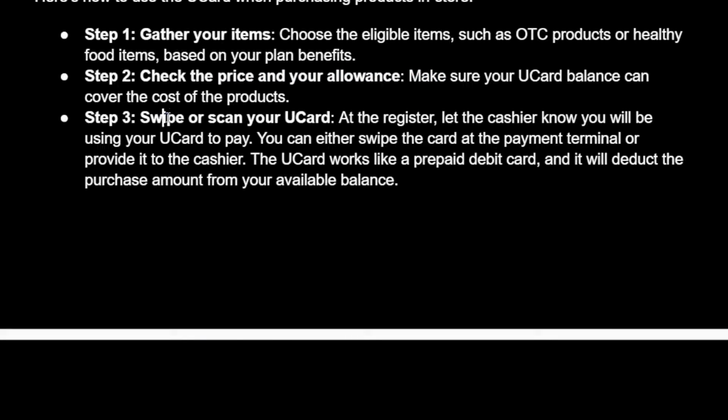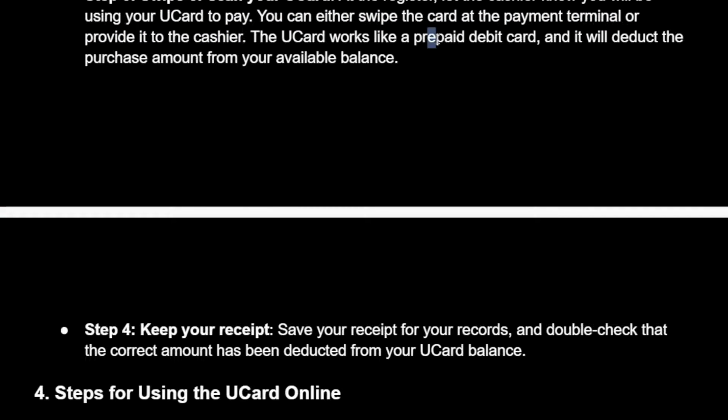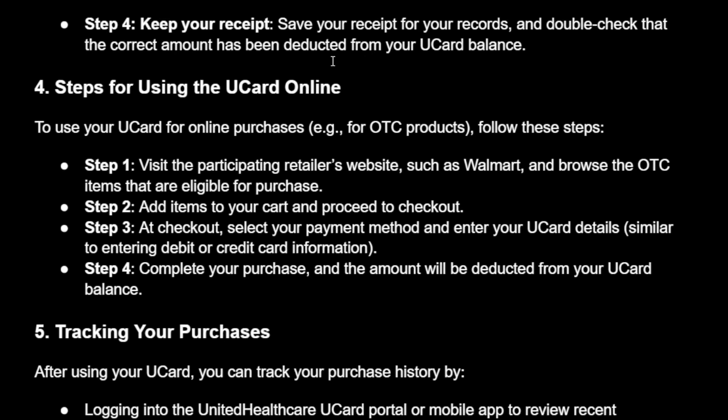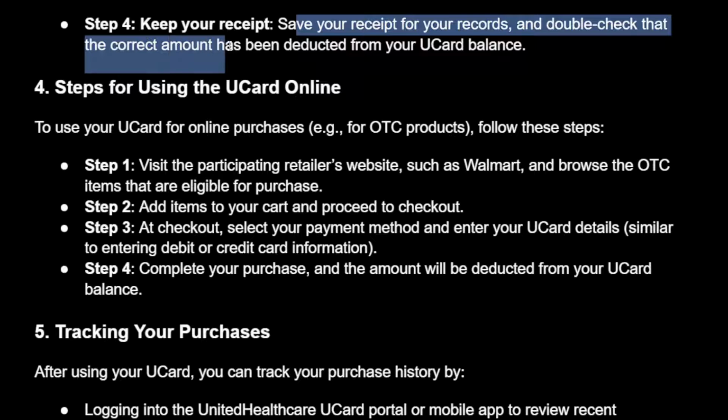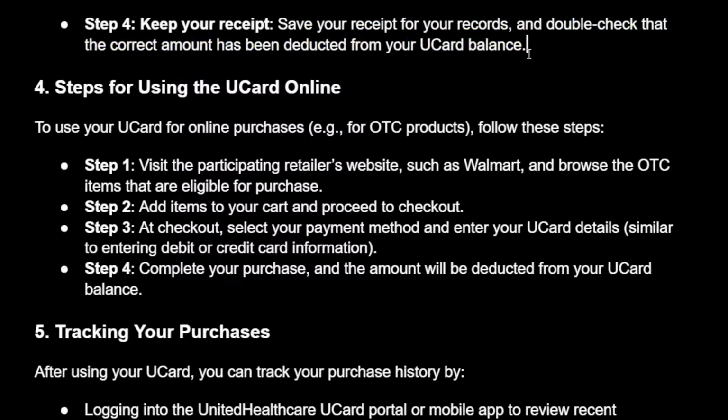And the third step will be swiping or scanning your UCard. At the register, you will let the cashier know that you will be using your UCard to pay. You can either swipe the UCard at the payment terminal or provide it to the cashier. It works like a prepaid debit card, and it will deduct the purchase amount from your available balance. Save your receipt for your records, and double check that the correct amount has been deducted from your UCard balance.